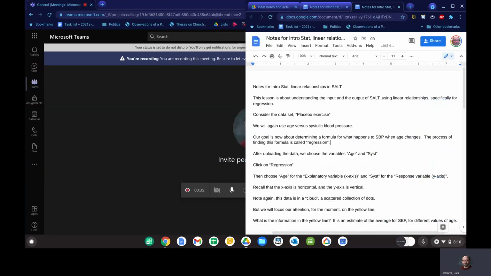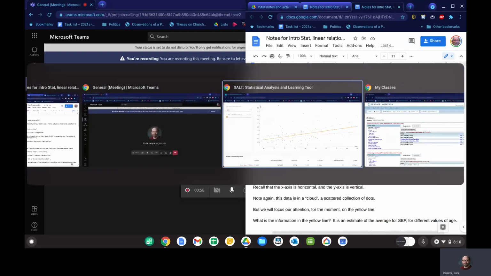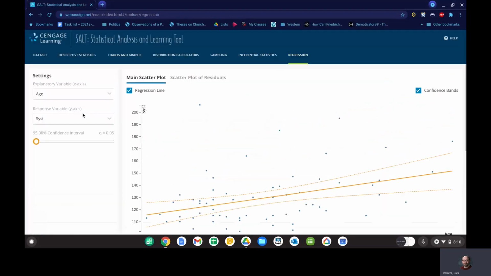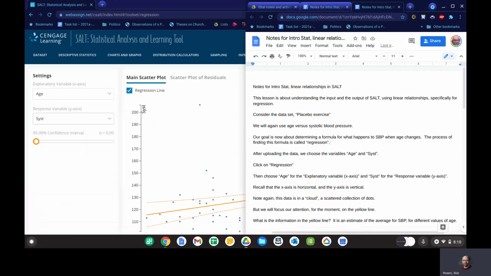Working on notes for linear relationships, specifically regression. This lesson is about understanding the input and the output of SALT using linear relationships, specifically for regression. Consider the dataset placebo exercise. We will again use age and systolic blood pressure. Our goal is now about determining a formula for what happens to systolic blood pressure when age changes. The process of finding this formula is called regression.